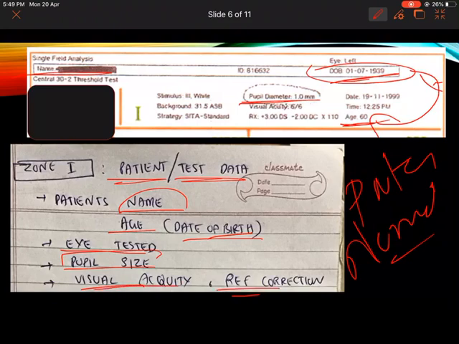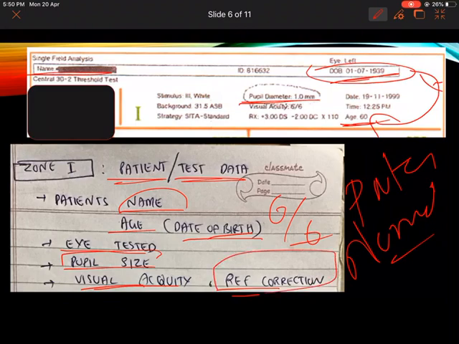Then visual acuity and refractive correction should be given. For example, if a patient's visual acuity is said to be 6/6 and his foveal threshold is very low, that means it is not correlating, so there should be some problem with the visual acuity test. So entering the visual acuity will detect whether the visual acuity is proper or not, or whether the foveal threshold is proper or not.